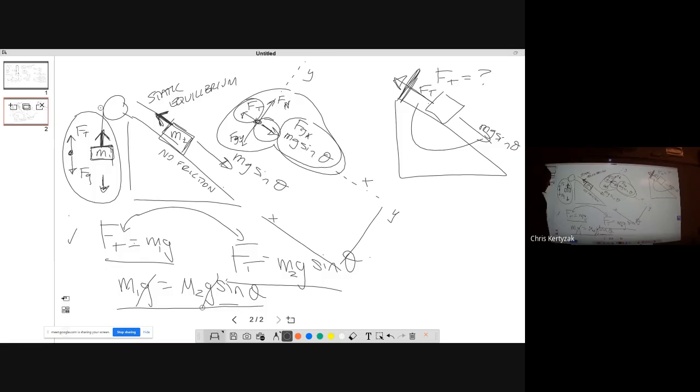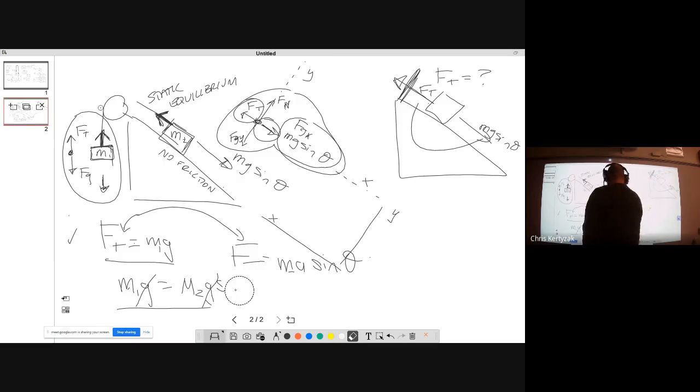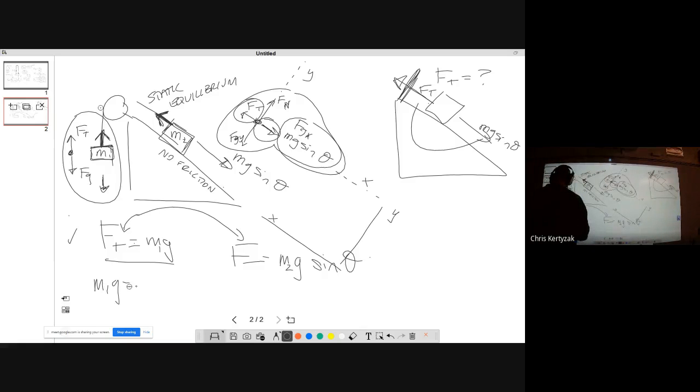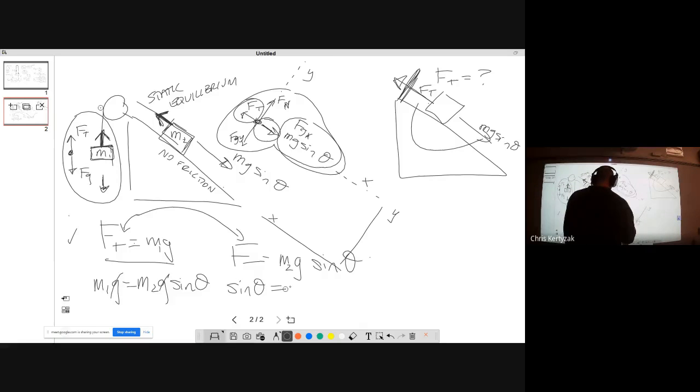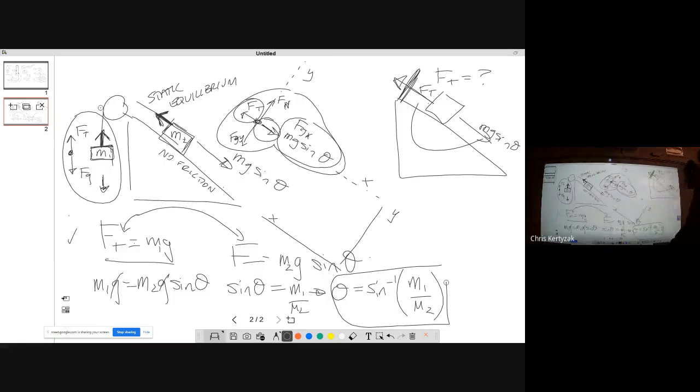G and G cancel, right? Sorry, I'm just getting a little messy, so let me clean it up. So we ended up with m1g equals m2g sine theta, g. So we end up with sine theta equals m1 over m2, which tells us the angle should be equal to the inverse sine of m1 over m2. So whatever the ratio of m1 over m2 is, if you do the inverse sine of that ratio, you should get the ramp. This is the ramp angle.